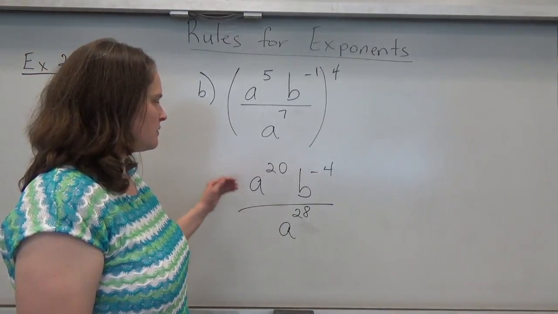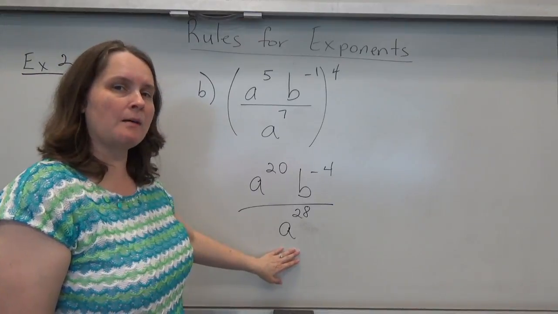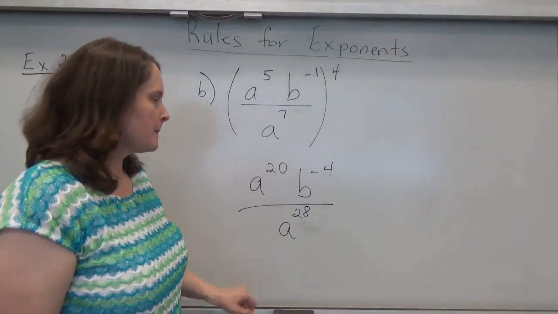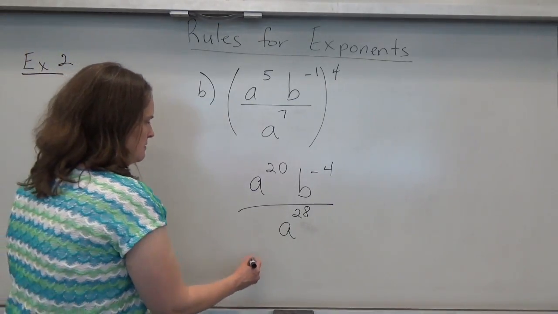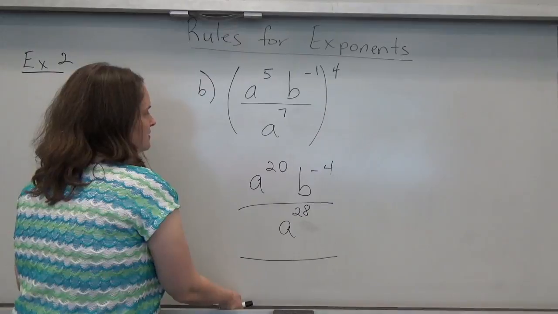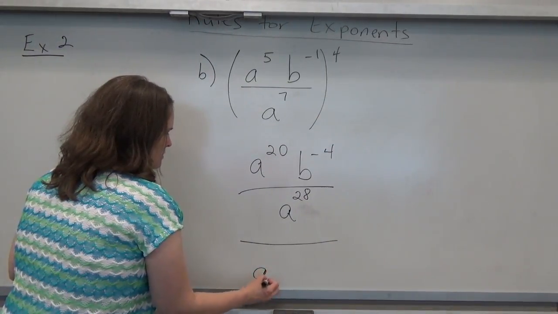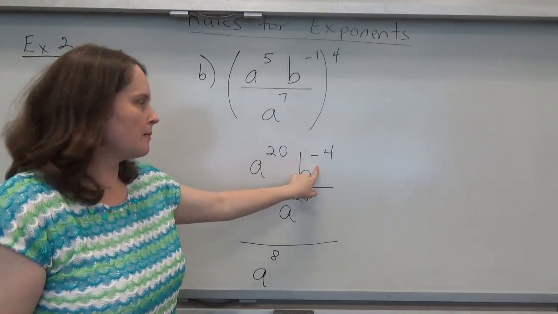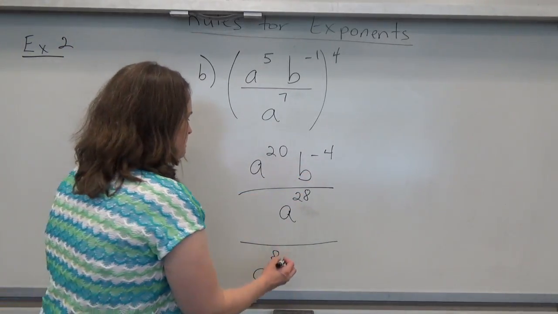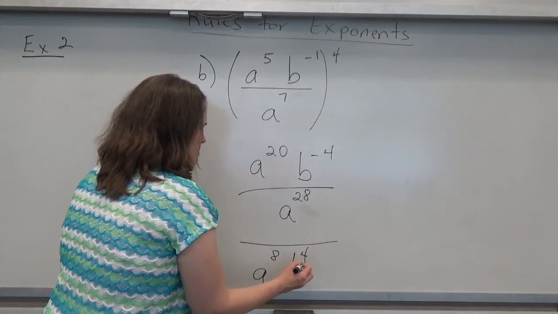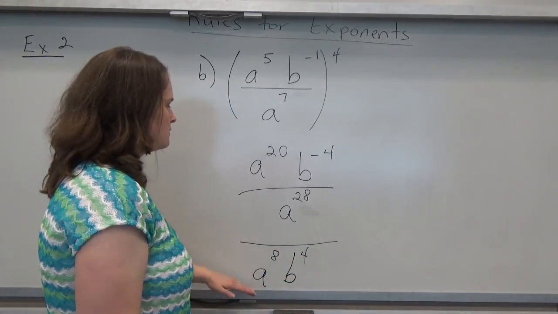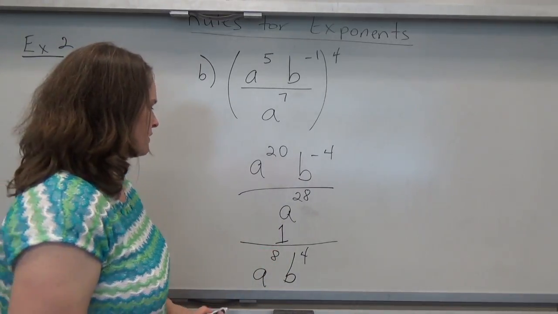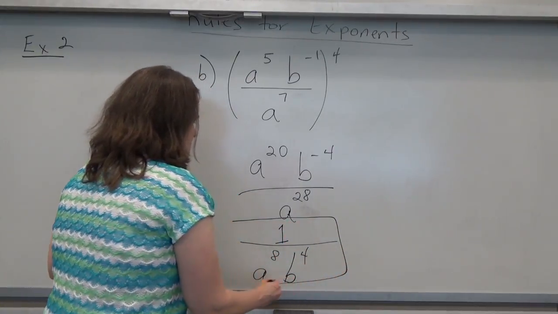So you could also think of it in terms of you've got more a's on the denominator than you have in the numerator, so whatever is left needs to go on the bottom. So we're going to have a to the 8th left in the denominator. b to the negative 4th has to go into the denominator because it's got a negative exponent, so it's going to be b to the positive 4th. All right, so everything has moved out of the numerator. We're just left with a 1 up here. So it's going to be 1 over a to the 8th times b to the 4th for our answer.